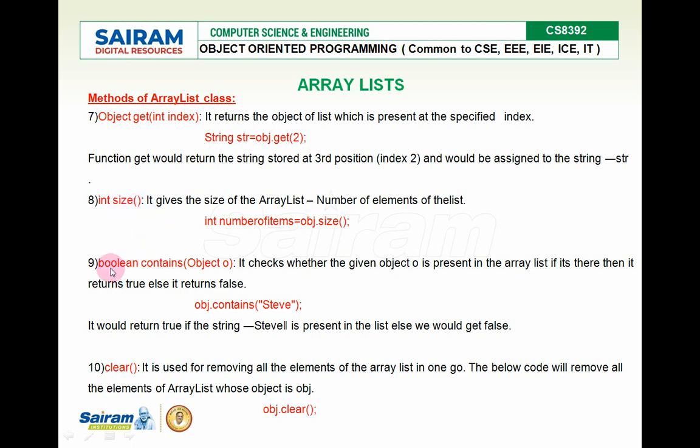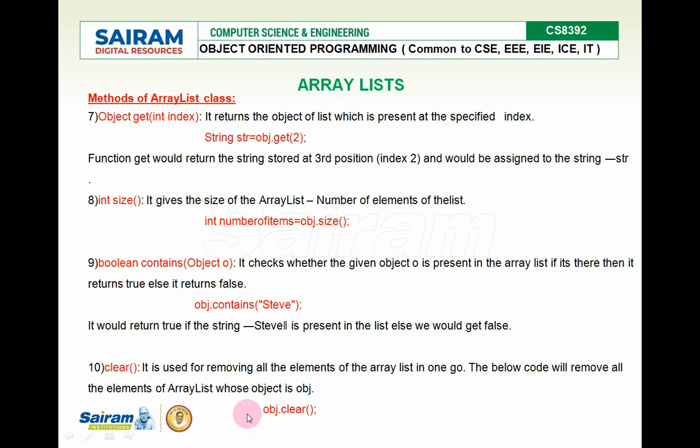And now let's see the boolean. The next method's return type is boolean. The method name is contains(Object). We are checking whether this object is available in my list, and that is tested by contains. So obj.contains(Steve): if the Steve string is available inside the array list obj, it returns true, otherwise false. That is the contains method. And the last method is clear. Clear is the method that removes all the elements from the array list.